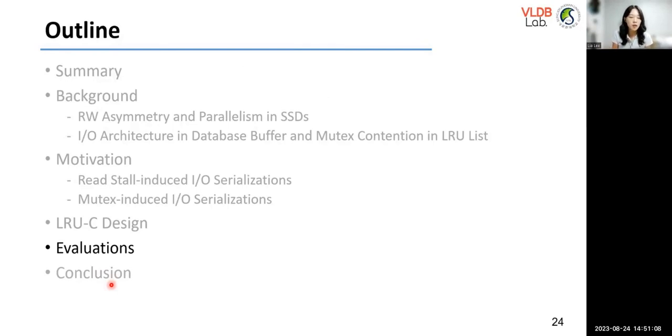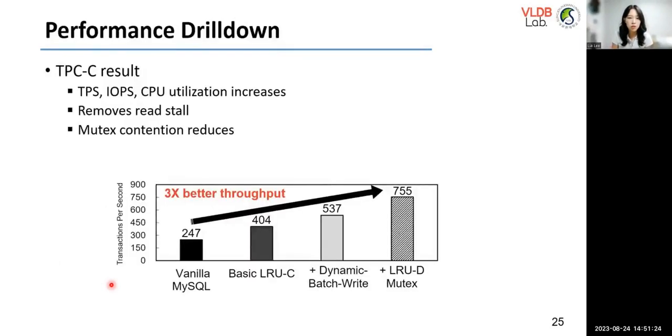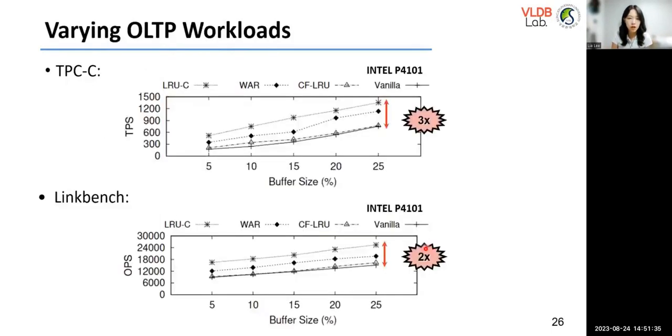We prototyped LRUC on the MySQL InnoDB engine and ran various experiments using different workloads, devices, numbers of concurrent threads, read-write ratios, and such to prove the effectiveness of LRUC. This figure shows how TPS varies when using different versions of LRUC. It clearly shows that the two optimizations are indeed effective. And the effectiveness of LRUC is valid not only on TPCC workloads, but also on Linkbench.